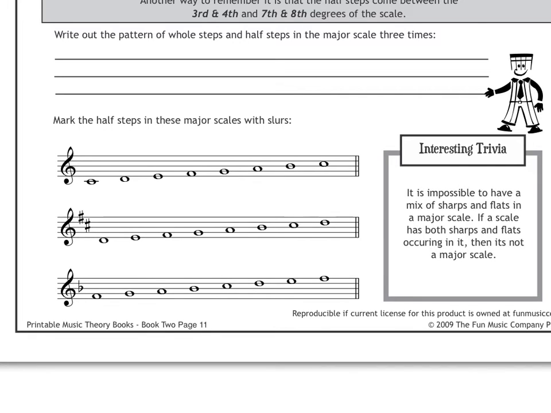You can safely assume they're not playing tricks on you. They are all correctly written major scales in their proper keys. All right, so mark the half steps in these major scales with a slur. Just put a slur between the 2 notes that are a half step away.